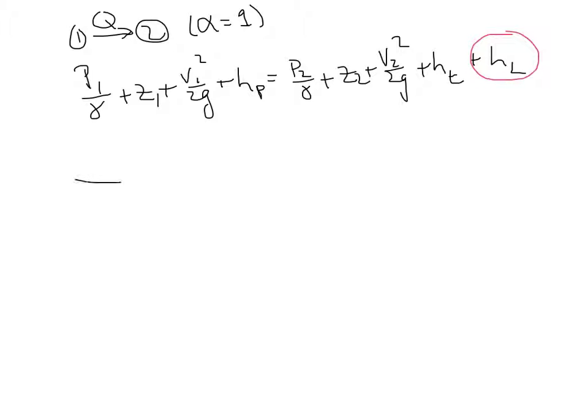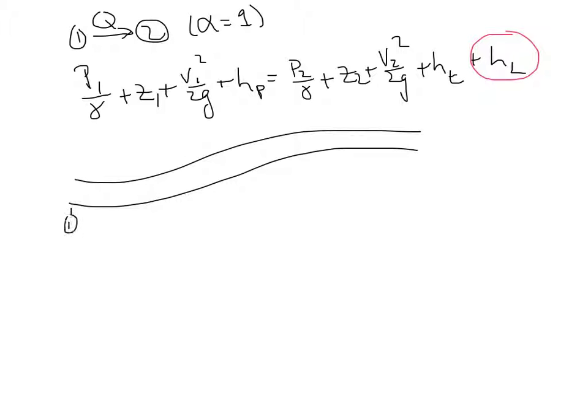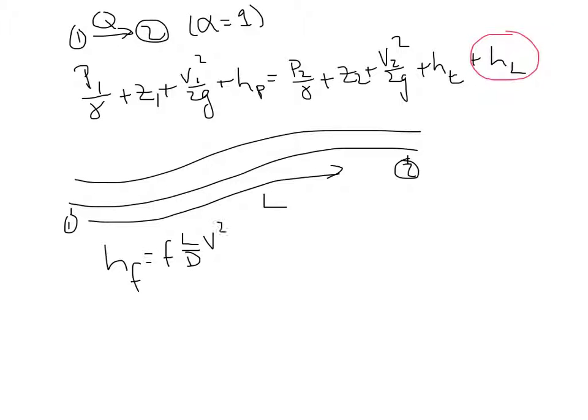So along a long pipe, say we're going from point 1 to point 2, we have a distance L going from 1 to 2, we're going to write the head loss, the frictional head loss, h_f, as f L over D V squared over 2g. This is the Darcy-Weisbach equation. The Darcy-Weisbach equation allows us to add this frictional loss into the head loss term.